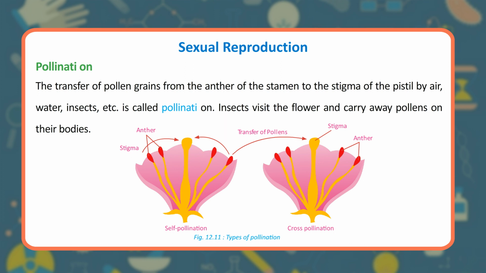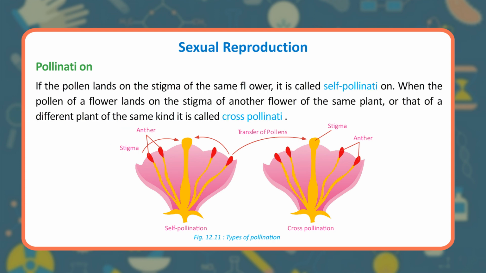Insects visit the flower and carry away pollen on their bodies. If the pollen lands on the stigma of the same flower, it is called self-pollination. When the pollen of a flower lands on the stigma of another flower of the same plant, or that of a different plant of the same kind, it is called cross-pollination.